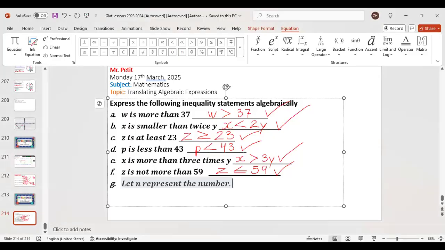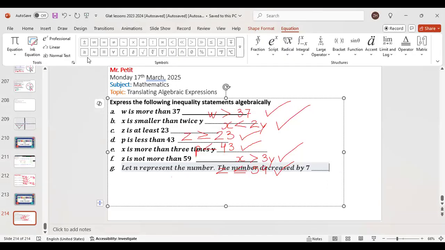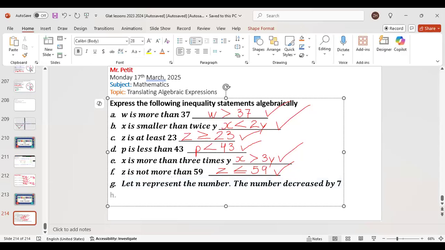The number decreased by 7. The number decreased, oopsies, decreased, I'm abandoning ship. Goodbye. By 7. Less than. The number decreased by 7.